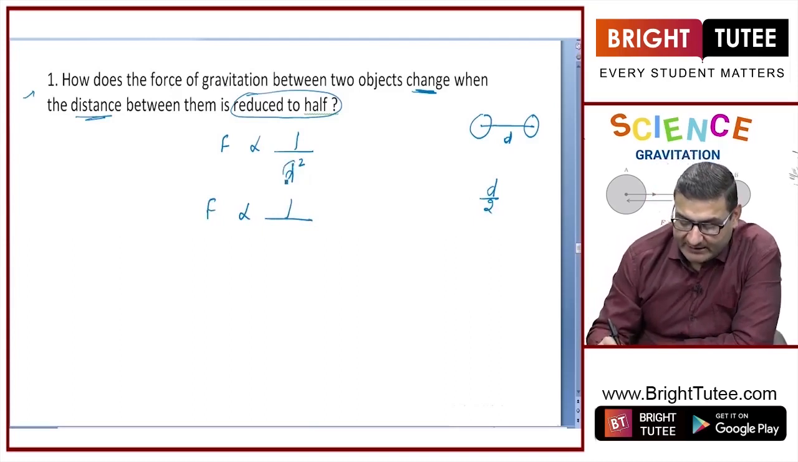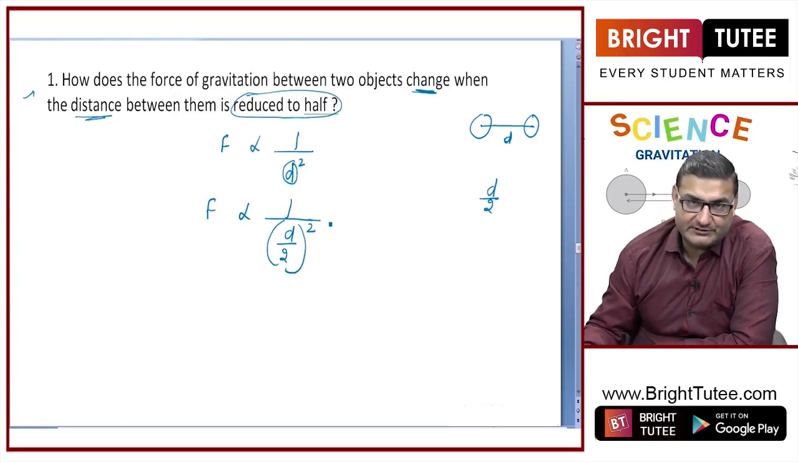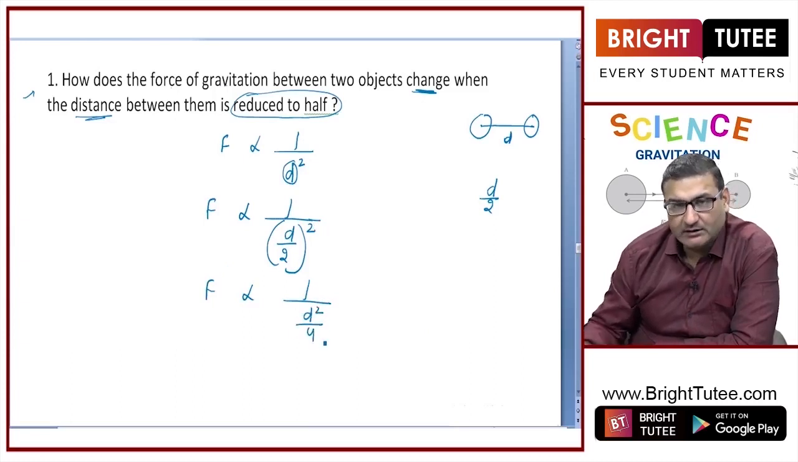So, we know that force is directly proportional to 1 upon d square, or inversely proportional to d square. If d is getting halved, the important thing is the force will be impacted as the square of this change, and when I do the square of this change, keeping the whole square, it will become d square upon 4. This 4 goes up. So, F becomes 4 into 1 upon d square.